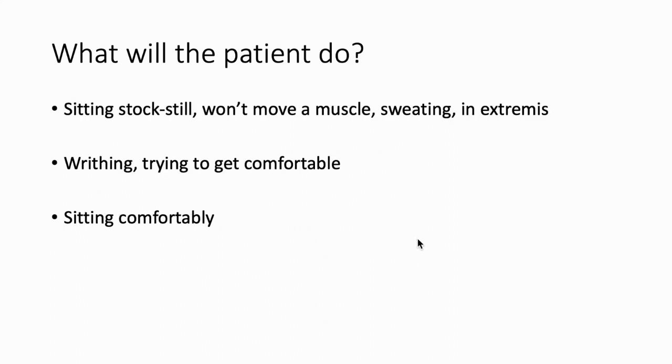And how about what the patient will do, right? So you go in, you look at them. What's your general exam? We have a patient sitting stock still. They won't move a muscle. They're sweating. They're in extremis. So this is the classic patient with generalized peritonitis. Their whole abdomen is in terrible pain. They're sweating. They're probably tachycardic and really sick. And they're sitting stock still because they have a bunch of fluid in that abdomen that's irritating the peritoneum. And every time they move, they feel just worse, terrible pain. So they try to not move at all.